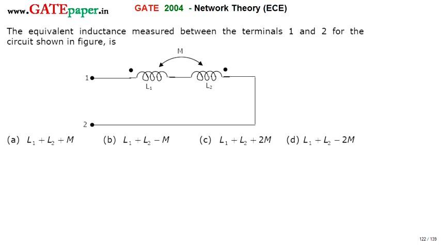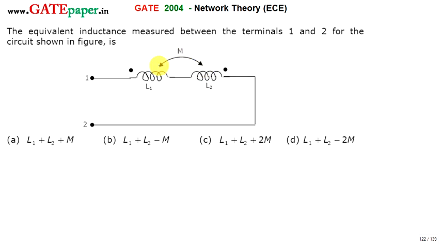First of all, when does mutual inductance exist? Mutual inductance exists when the magnetic field generated by a coil induces a voltage in an adjacent coil. That is, the magnetic field generated by L1, if it is inducing a voltage in L2 also, then we can say mutual inductance exists.